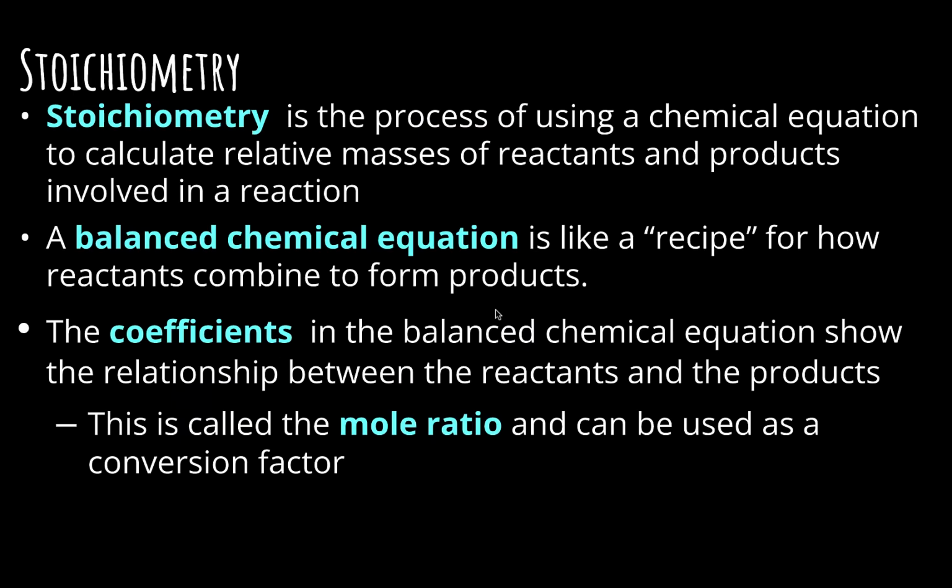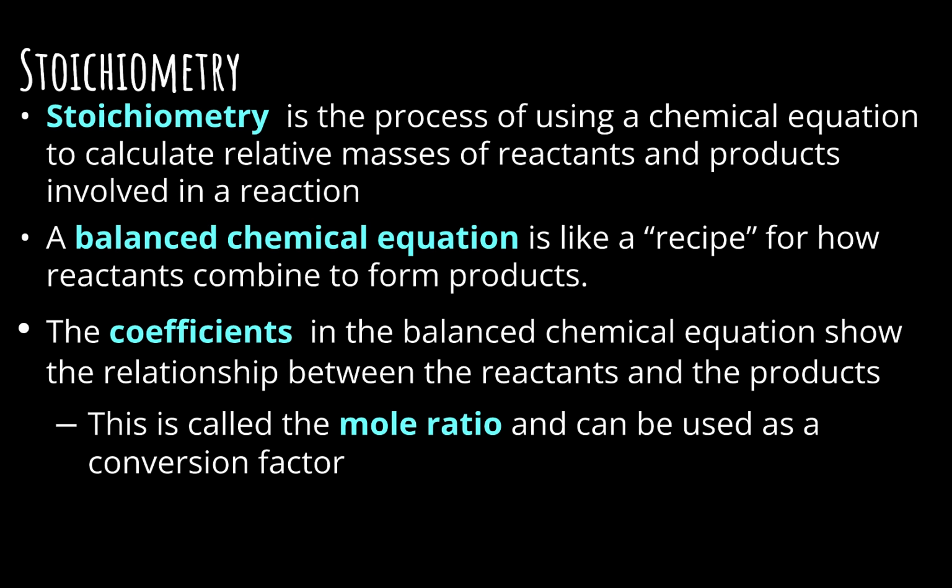So when you took the notes last night, you learned, and we talked a little bit about this yesterday, stoichiometry is that process of using the chemical equation to look at relative masses of reactants and products in a reaction. So if you know the amount of one substance you have, you can figure out the relative amount of the other substance. So a balanced chemical equation is like a recipe for how those reactants combine to form products, and that's where we get those ratios that show how the different substances combine or how much of one substance is needed to produce or react with another substance.